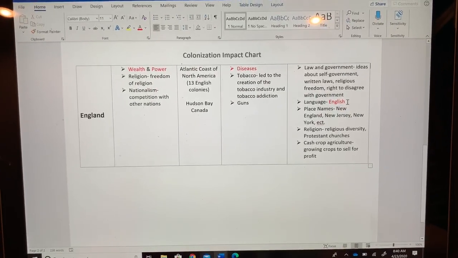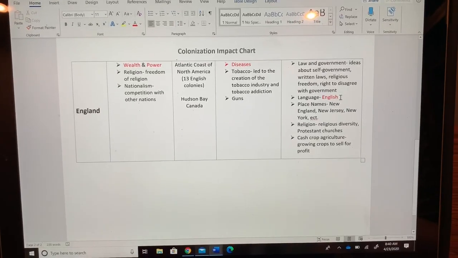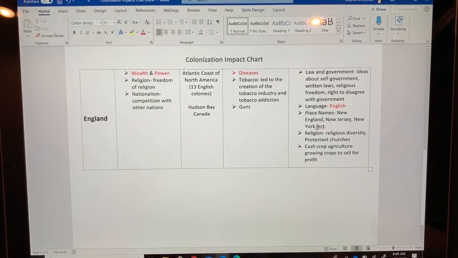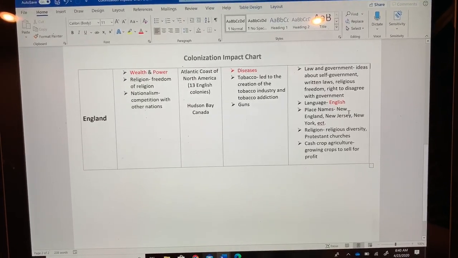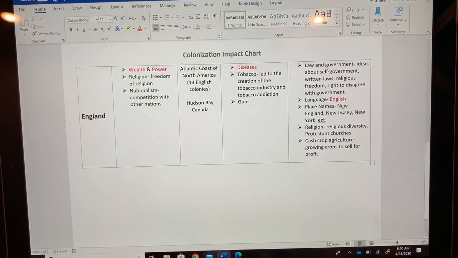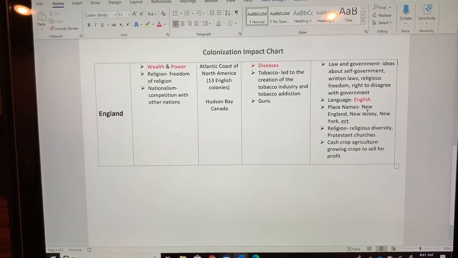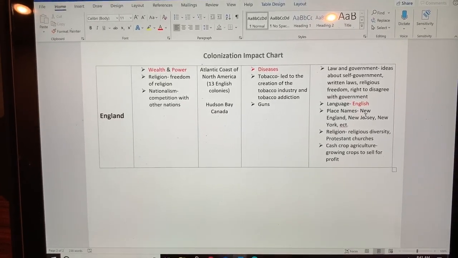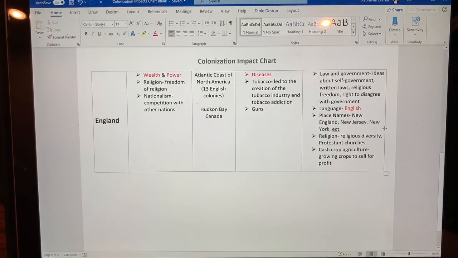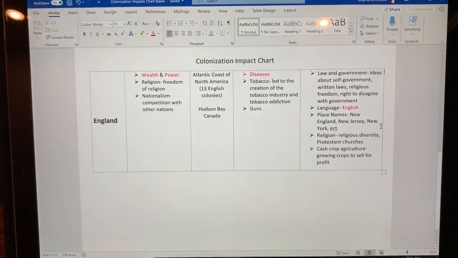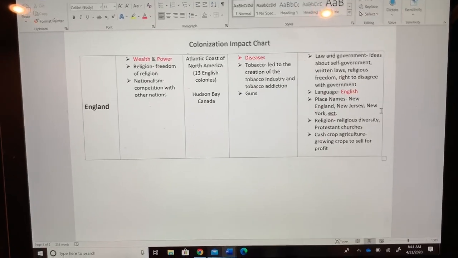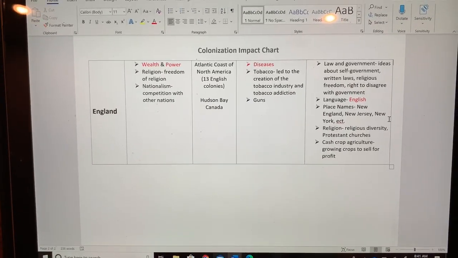Obviously the language is English. That's what we speak. We see this as a huge impact on our country today. Place names like New England, New Jersey, New York. Obviously New England is the New England. New Jersey, there was a place in England called Jersey. So New Jersey is people who came from England in the Jersey region formed New Jersey in the New World. Same thing with New York. There is a region in England called York. So people that came from England, from the York region, settled in that area and named it New York.